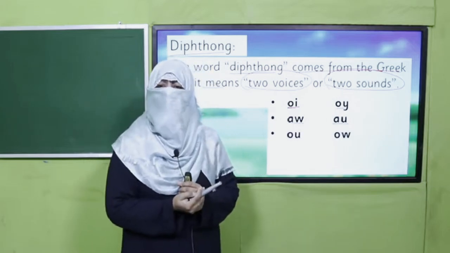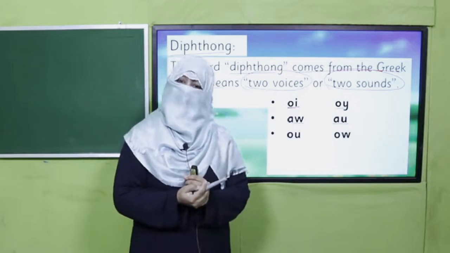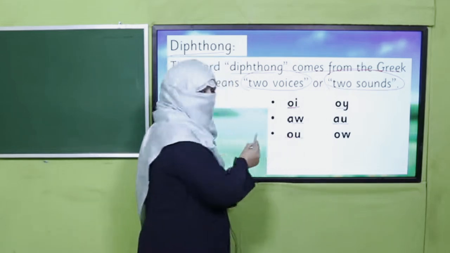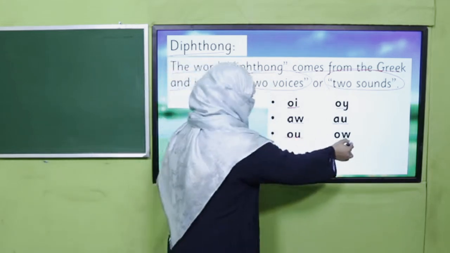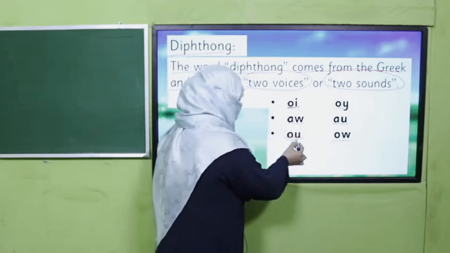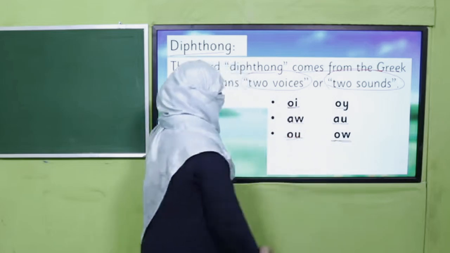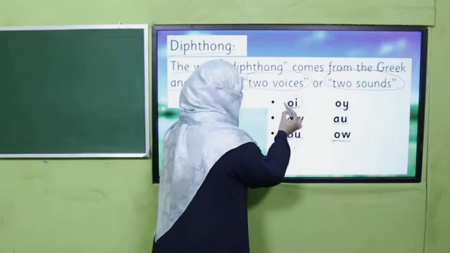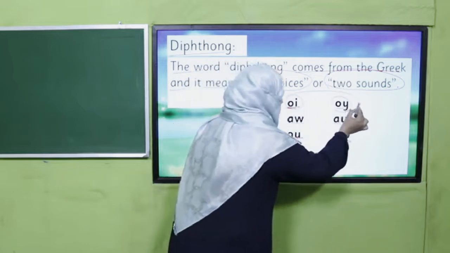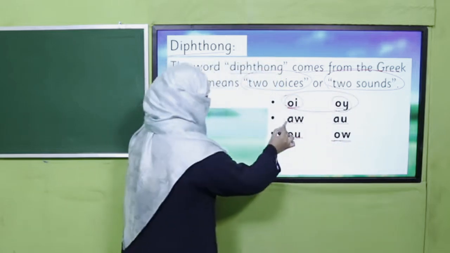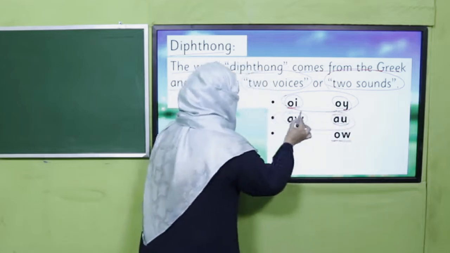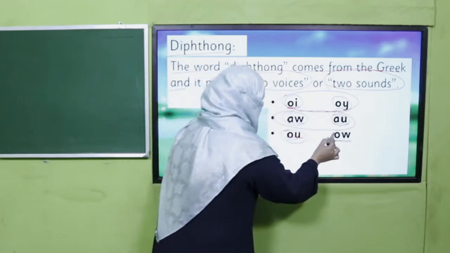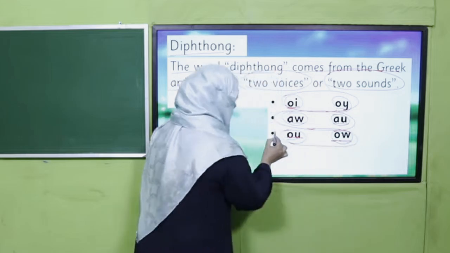OU says ow. And OW says ow. Now you see these two letters and these two letters have the same sound. AW, AU have the same sound. OU, OW have the same sound.